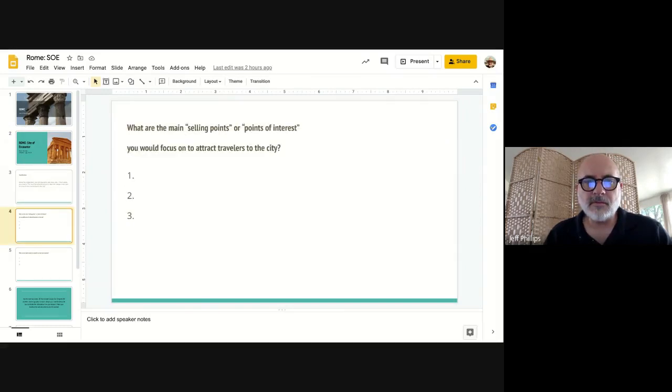So here, what are the main selling points? Like, after reading that section in the book and any other research you might do, what are three things, one, two, three, that you would focus on to attract travelers to the city? What are some things that you might talk about that might get people interested in coming to Rome?